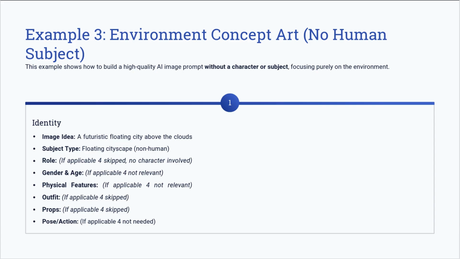The image idea? A futuristic floating city hovering above the clouds. Sounds epic already. The subject is the cityscape itself, no humans, no faces, no characters to describe. So most of the usual identity stuff like role, outfit, props, we can skip all that here. The city is the star.